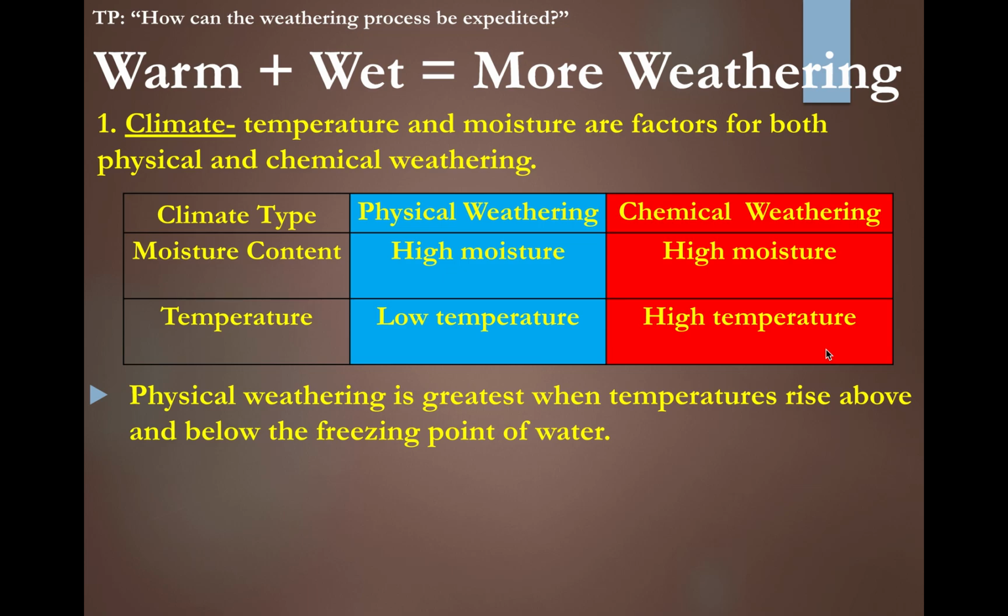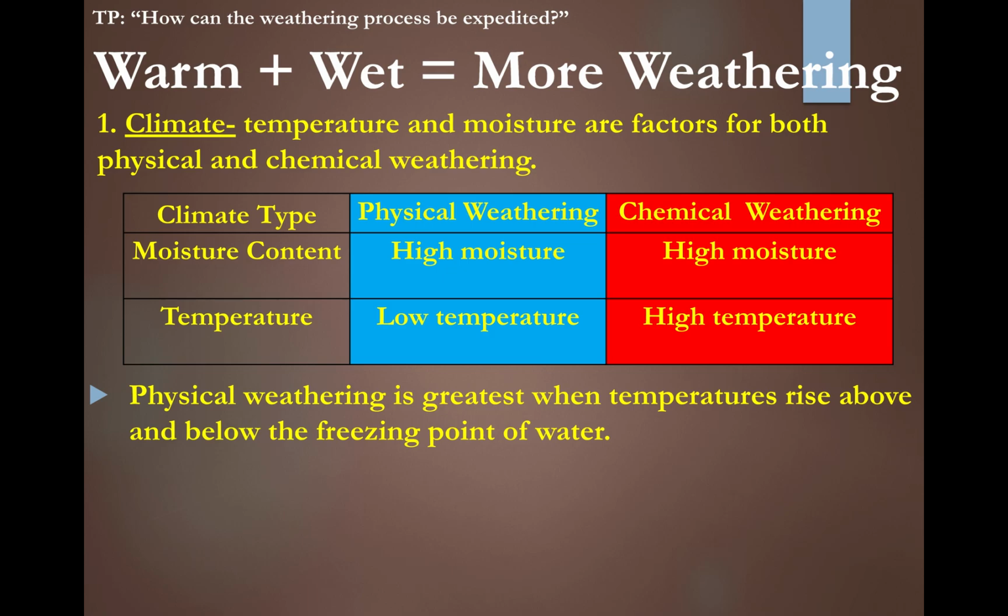Number one, climate. Temperature and moisture are factors for both physical and chemical weathering. All right, let me go a little bit into this here. Please copy down the table down below. Climate type, moisture content. Physical weathering, high moisture. Chemical weathering, high moisture too. Both need moisture. Temperature conditions, we have low for physical and high for chemical.